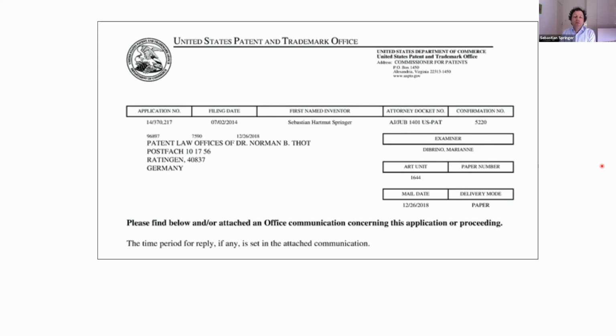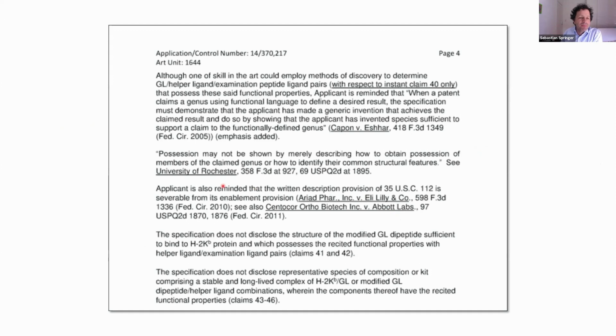And if you thought that the patent language is difficult, then read this. For example, this is part of a, I think, 16 or 17 page document that she sent to us. And it says, "Possession may not be shown by merely describing how to obtain possession of members of the claimed genus or how to identify their common structural features." See, and then this is another patent. "Applicant is also reminded that the written description provision of 35 USC 112 is severable from its enablement provision." Yeah. So if you don't know what this means, then you're in trouble.